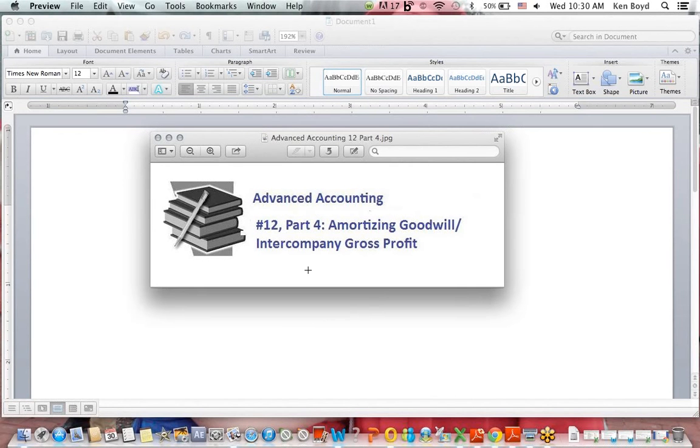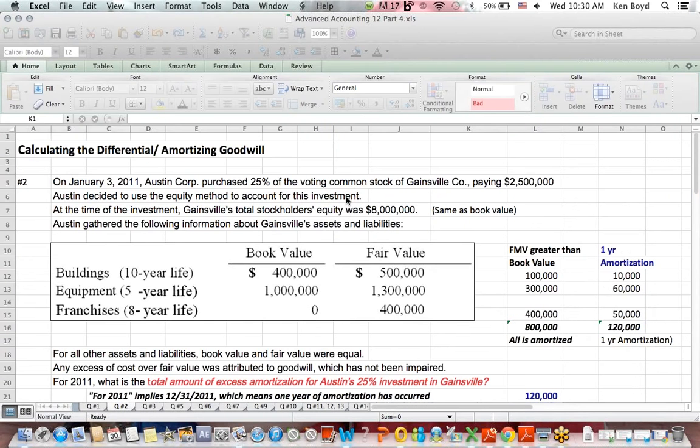Advanced Accounting, Part 12, Number 12, Part 4. Two topics here: amortizing goodwill and dealing again with intercompany gross profit. So I have two problems I'm going to discuss here that I was sent recently by a student.